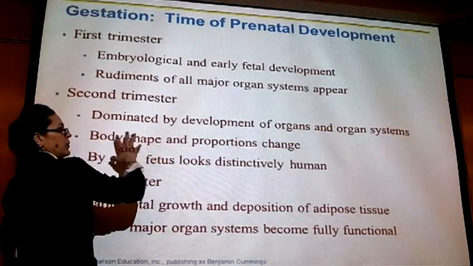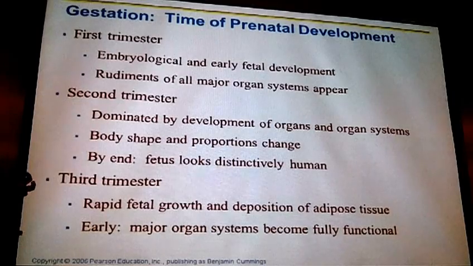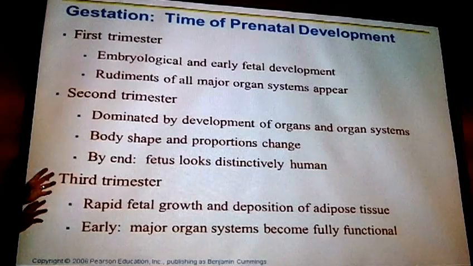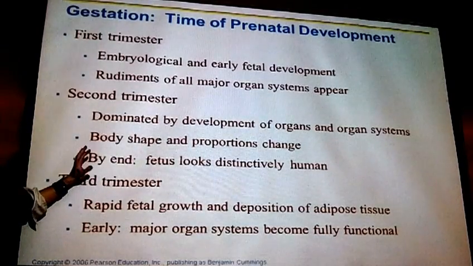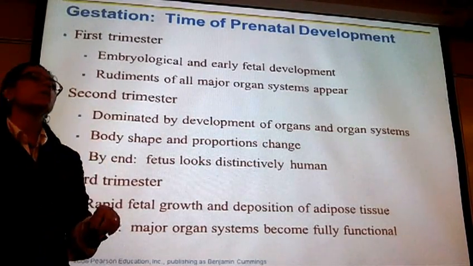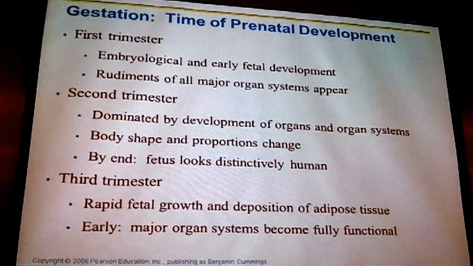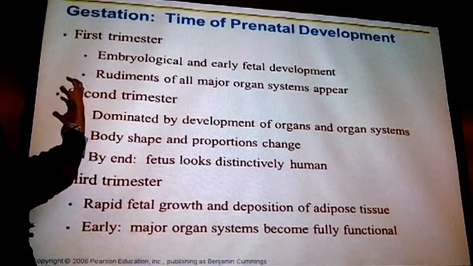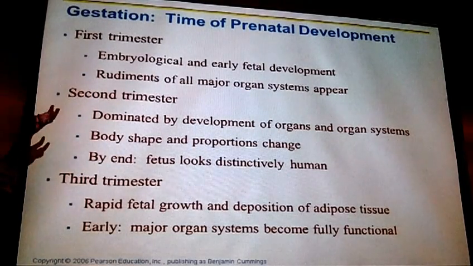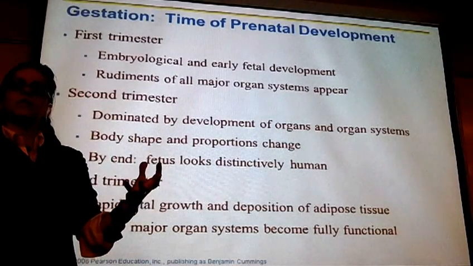You're going to see the body shape and proportions change a lot in that second trimester. Initially, that embryo is going to look very much like a fish almost. And by the end of the second trimester, that fetus is going to look distinctly human. It's going to start having the right proportions. You're going to see the major organs functional. You're going to see the limbs. The tail that would have formed in the first trimester will have regressed. You get gill-like structures that form, and they will have regressed, and you'll get lungs that develop in place of it.